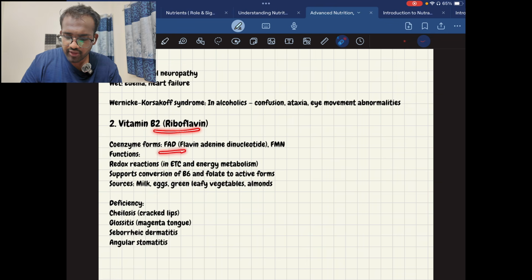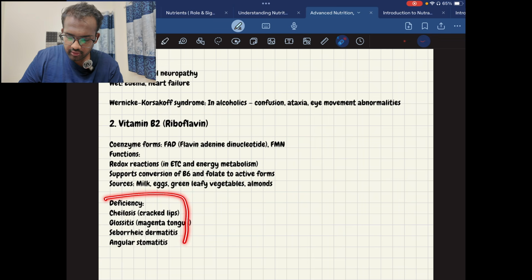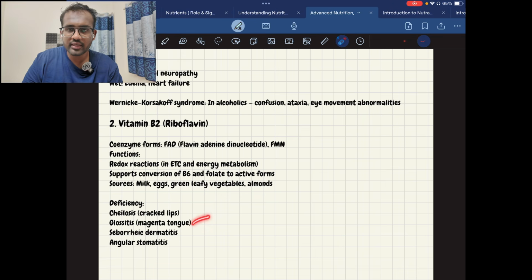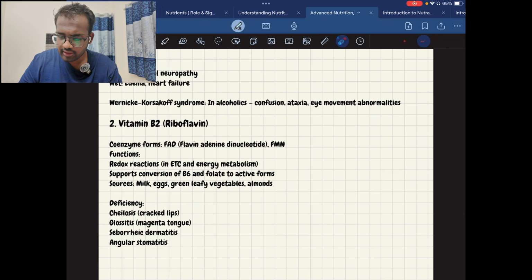Riboflavin is also called FAD, flavin adenine dinucleotide, and also FMN, flavin mononucleotide. Deficiency can cause cheilosis, which is cracked lips, and glossitis, which is a magenta tongue. There are small patches on the tongue which cause pain when you eat spicy items, and dermatitis and angular stomatitis. Everything I have clearly mentioned here.